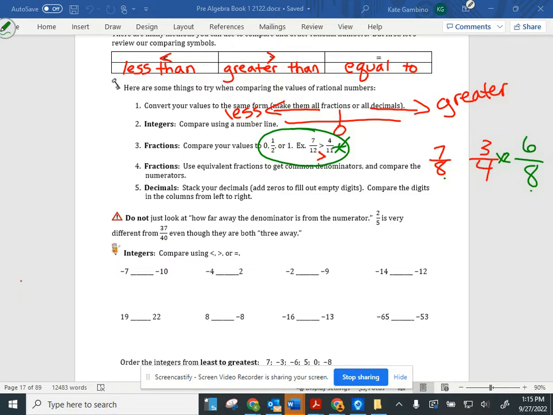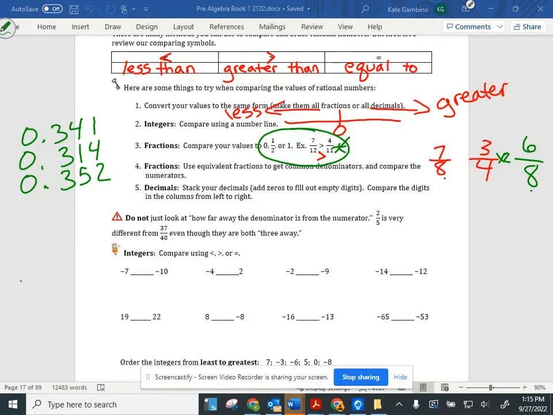Decimals. Stack your decimals. Add zeros to fill out empty digits. Compare the digits in the columns from left to right. So let's say we have 0.341, 0.314, 0.352. Stacking your decimals means you're lining up your decimal points.